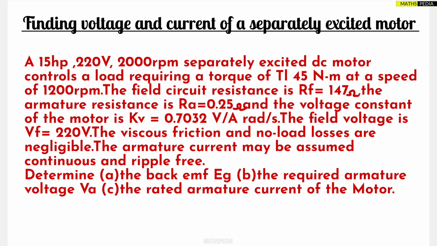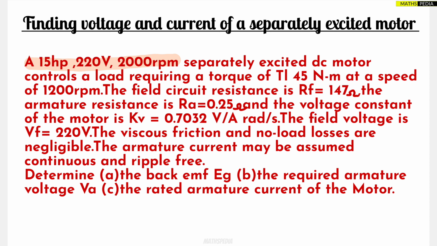So this will be quite big, but we are going to note down all the things that are given. A 15 HP, 220 volt, 2000 RPM separately excited DC motor. That means these three values are nothing but the rated values of the motor.